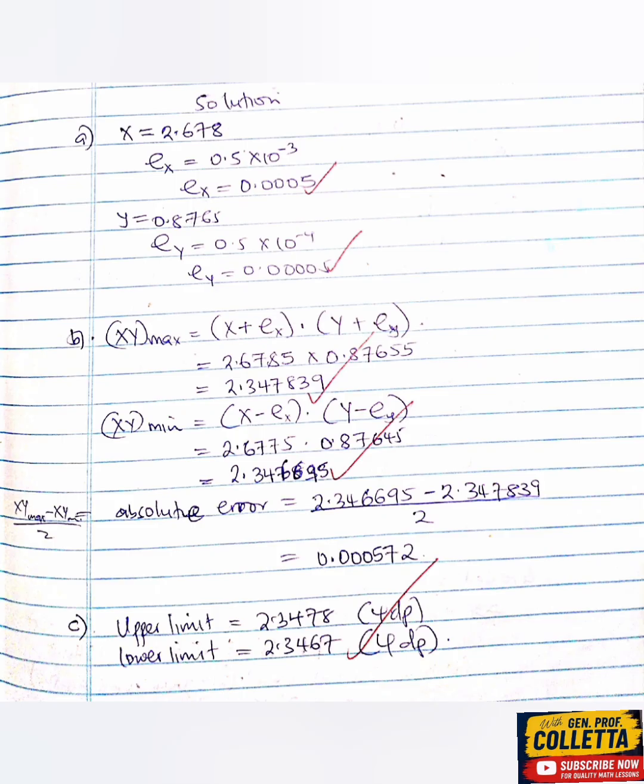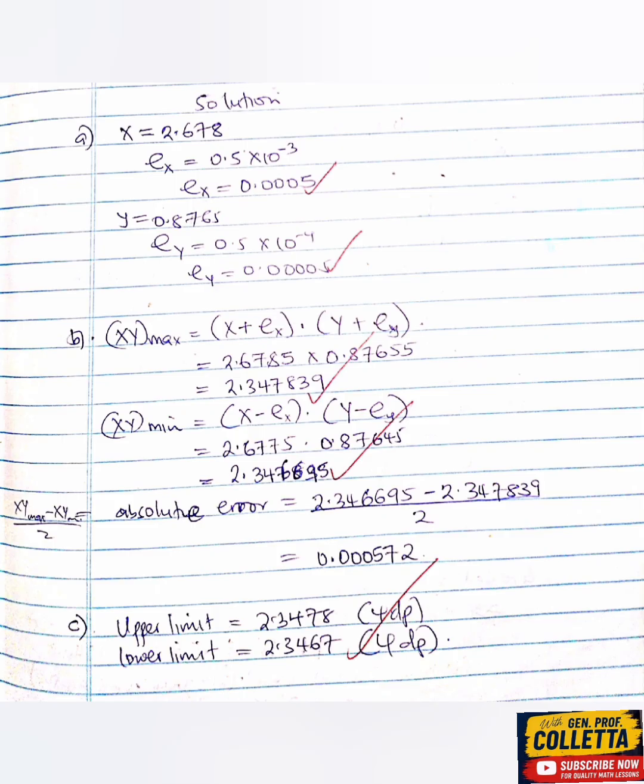So we saw the formula for getting the absolute error will be maximum minus minimum over 2. That is why I got 0.00572. Then the upper limit will be the maximum value. Then the lower limit will be the minimum value. Just add them, but to the specified number of decimal places. Very simple, like that. Yes, so allow me to give you some sample questions.